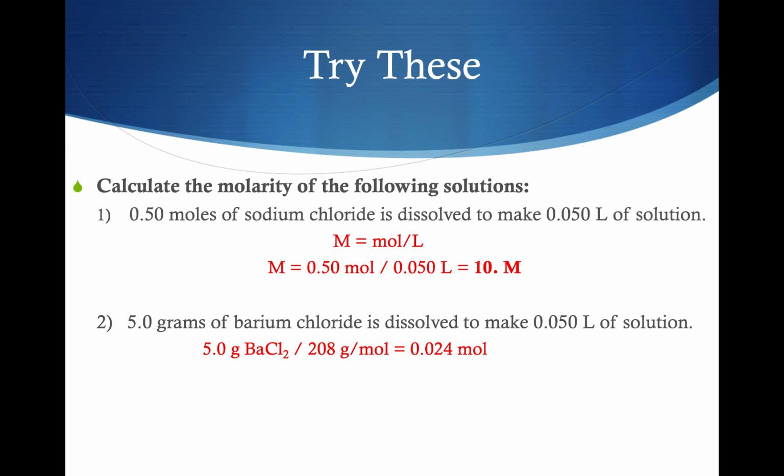As usual, I'm going to do that by dividing by the molar mass or setting up a proportion using the molar mass. The molar mass for barium chloride, which is BaCl2, is 208 grams per mole. So, converting 5 grams of barium chloride to moles gives me 0.024 moles of barium chloride. Now I can plug it into the molarity equation. 0.024 moles of barium chloride divided by 0.050 liters of solution gives me a molarity of 0.48 molar.